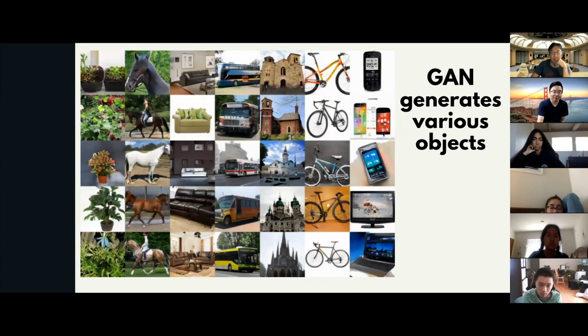Look at that. You can generate various objects, cell phones, bicycles, this horse with weird ears, different horses.